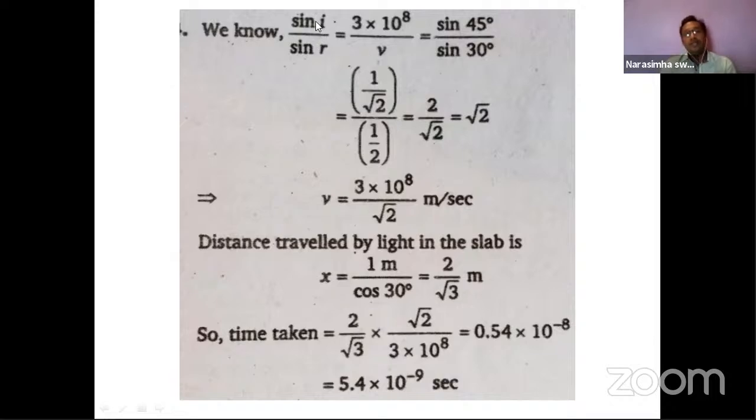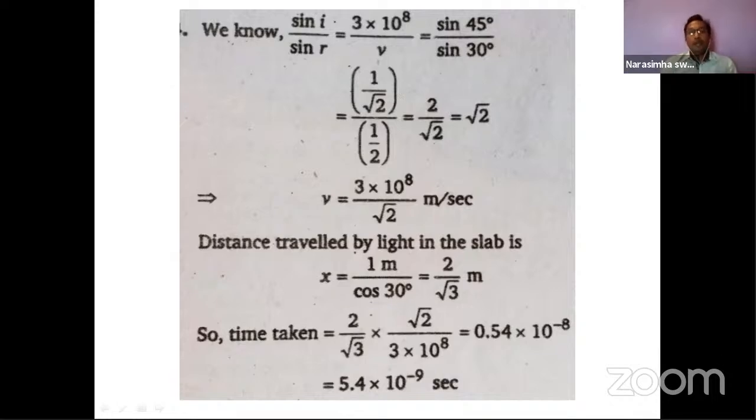So sin i is given in the problem as 45 degrees, and the angle of refraction is given as 30 degrees. Substitute the values here, that is 1 by root 2 whole by 1 by 2. Then you are getting 2 by root 2, and with further simplification, you are getting root 2. So 2 you can write as root 2 into root 2, and root 2 gets cancelled, you are getting root 2.